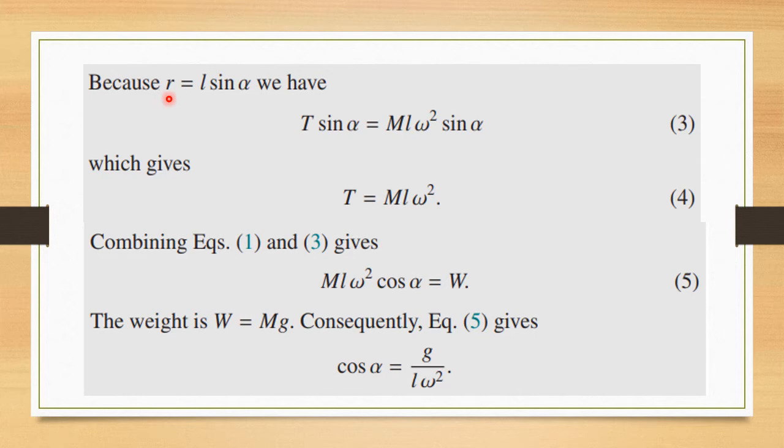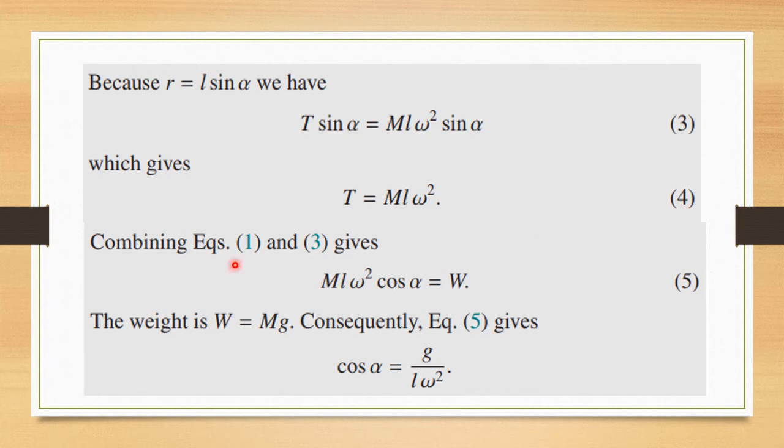Now we can see from the figure that r is equal to L sin alpha. So we have T sin alpha is equal to, substituting r as L sin alpha, m L omega square sin alpha. From this relation we can cancel sin alpha throughout, which gives T, the string force or tension, equal to m L omega square. This is equation number 4.